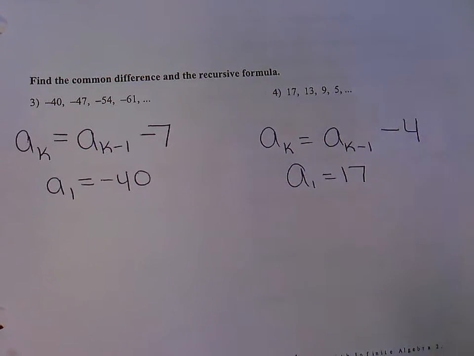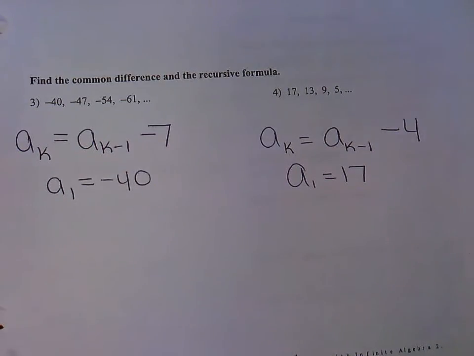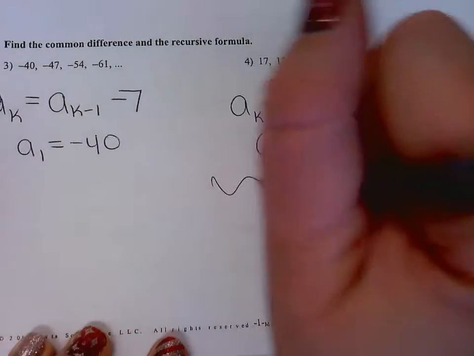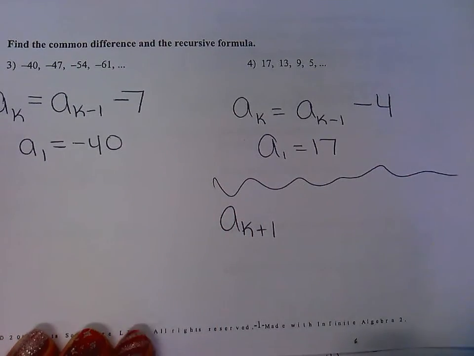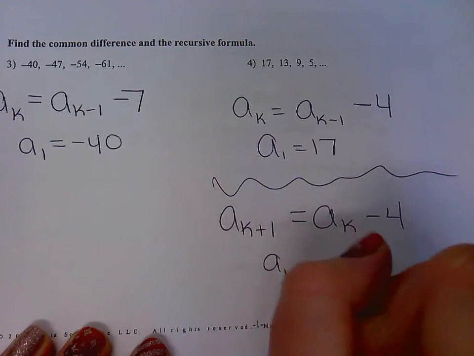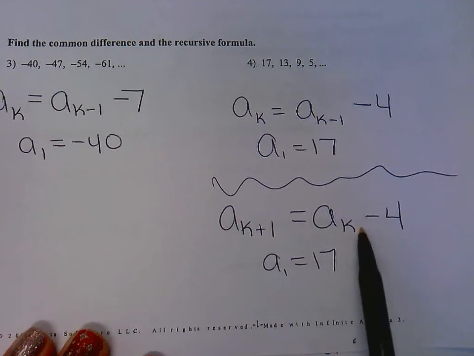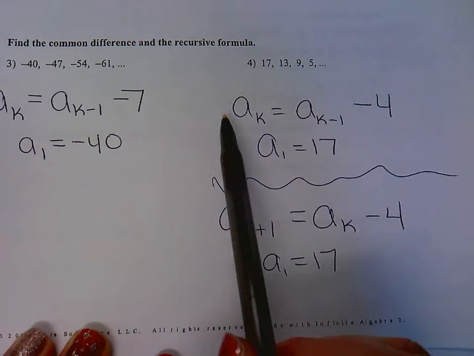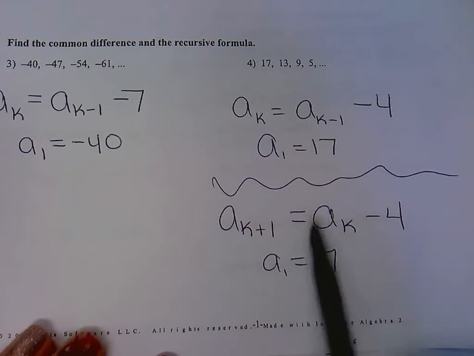All right, so we got a sub k equals a sub k minus 1 minus 4, where a sub 1 equals 17. I just want to show you one other way I could have written this sequence. I could have written this as a sub k plus 1 equals a sub k minus 4. So if I jump to k plus 1, k is the term that comes before it. If I'm at k minus 1 is the term that comes before it. These mean the same thing.